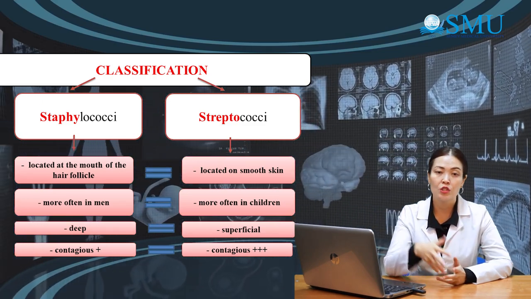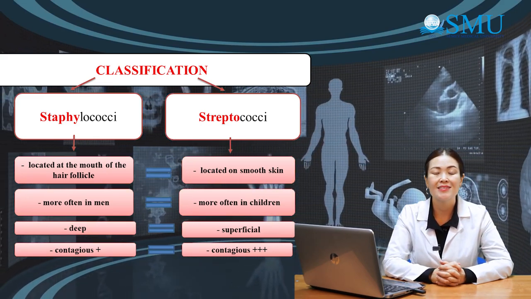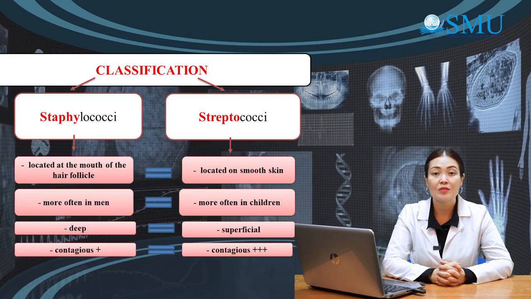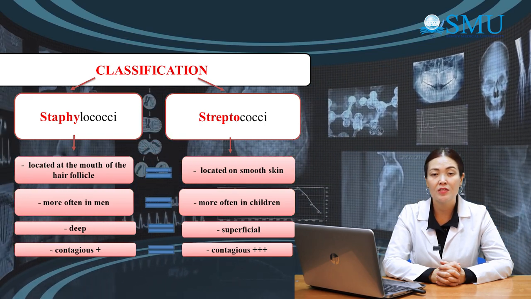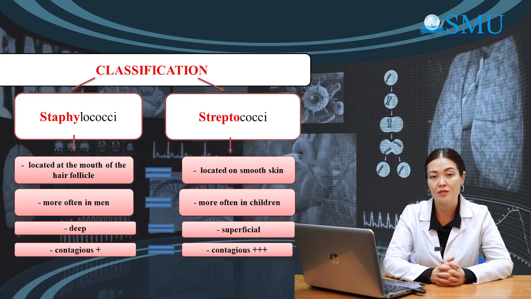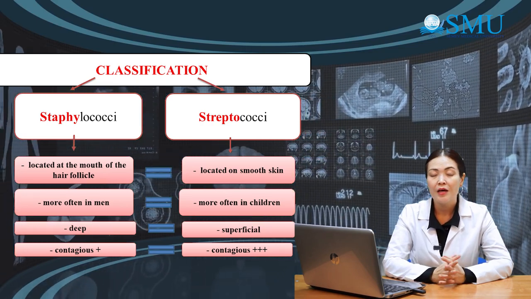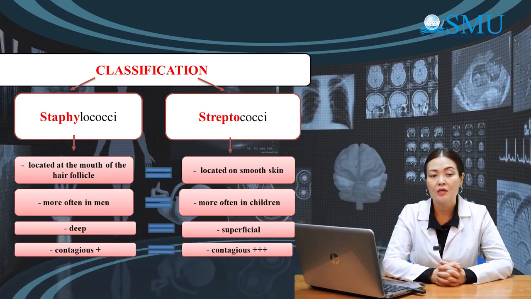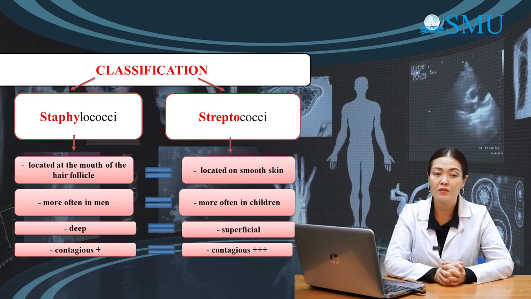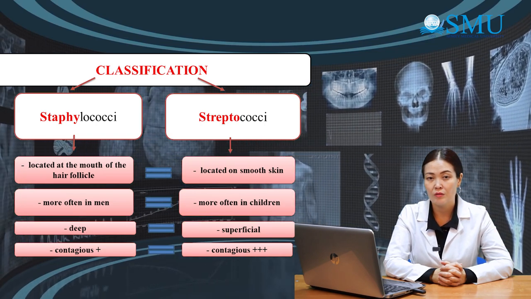If you see pus formation in the place where there are hair follicles, you can decide that this is a Staphylococcus bacterial infection. Because it's a normal situation, if bacteria start pathological production of toxins and enzymes at the place where they are located. And if you see pus formation on the smooth skin of a patient, you can decide that maybe it is a Streptococcus type of bacterial infection.